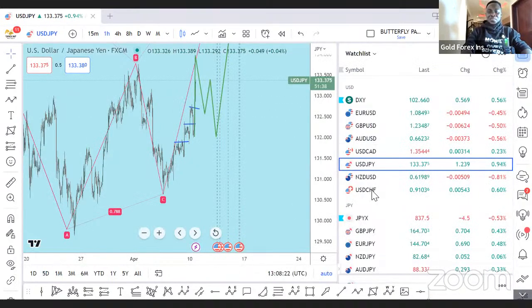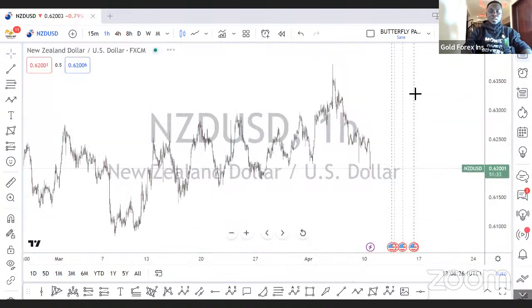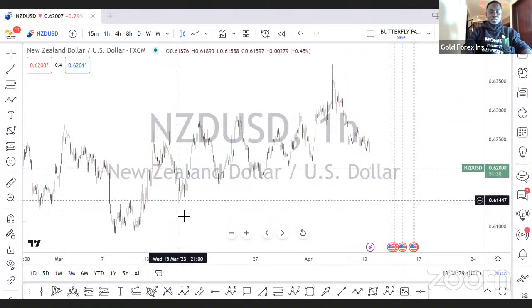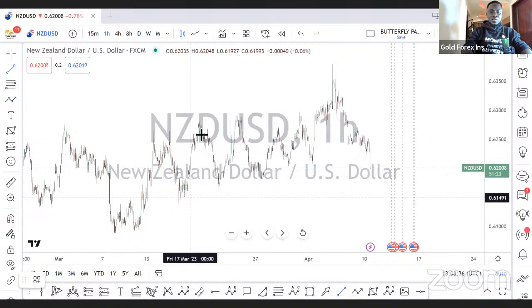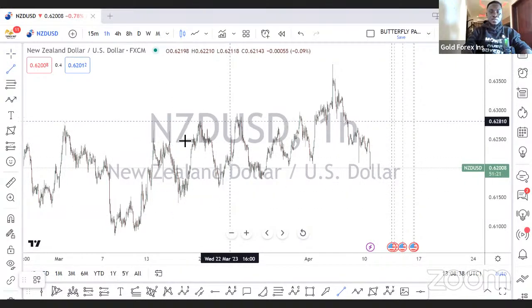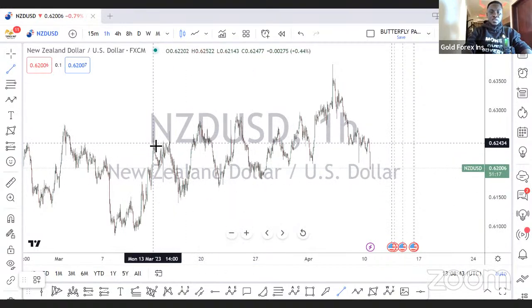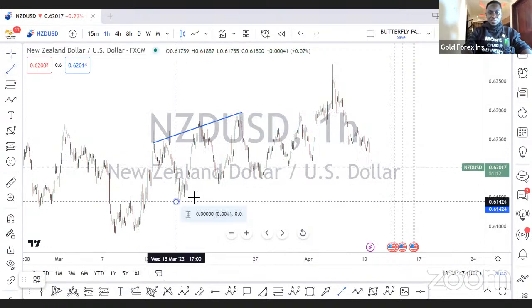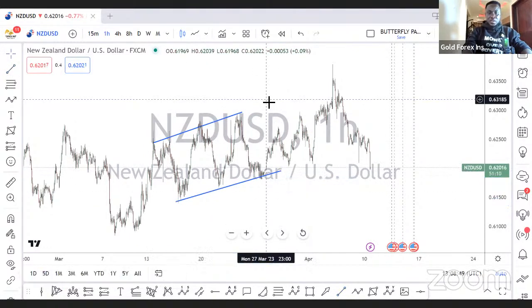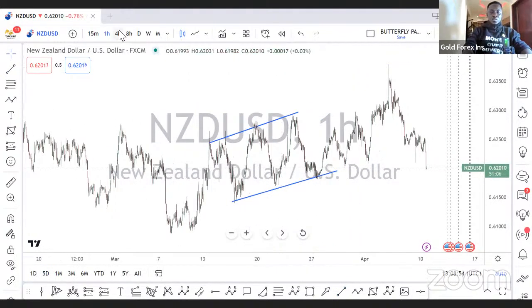Okay, so let's look at the other page. NZD USD, the same thing. Wow. So we have A, B, C, D, E. Now, this one formed the B. There was an alternation over here. If you've done Elliott wave, you understand. Okay, so this was the whole move.